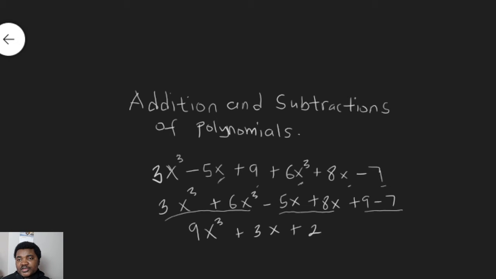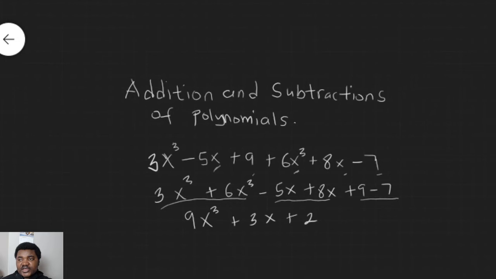So you now combine 3x cubed and 6x cubed, which will give you 9x cubed, and then minus 5x and 8x will give you 3x, because minus 5 and positive 8 will give you a positive 3, and then 9 minus 7 is going to give you 2. So this will be the solution for this polynomial: 9x cubed plus 3x plus 2.